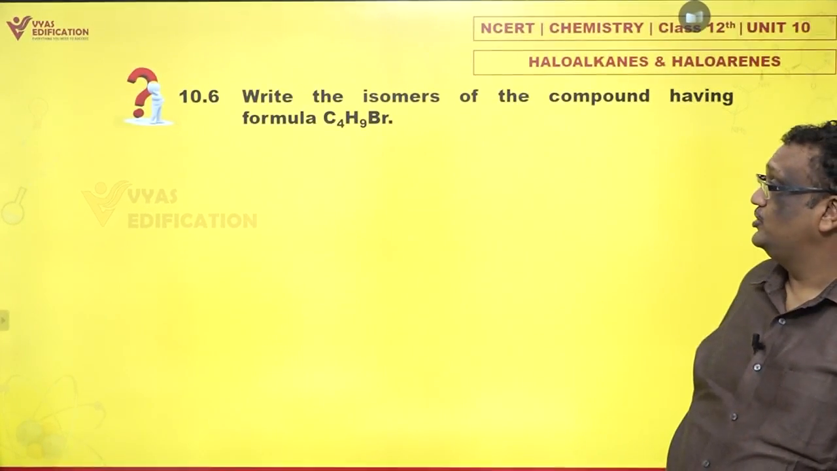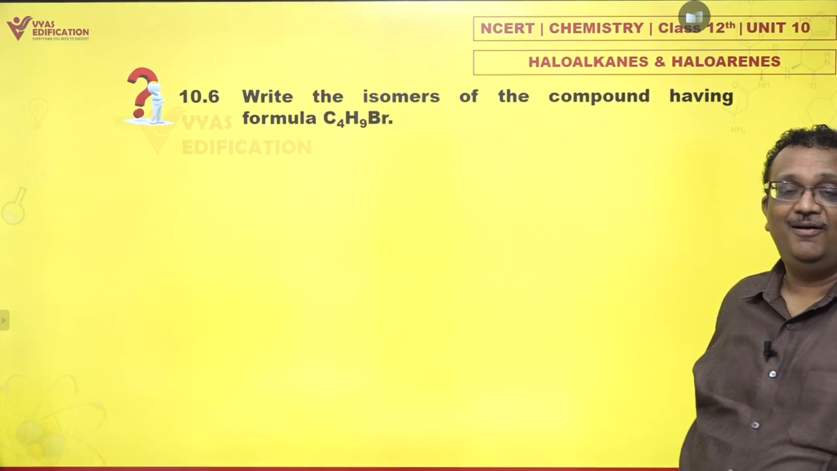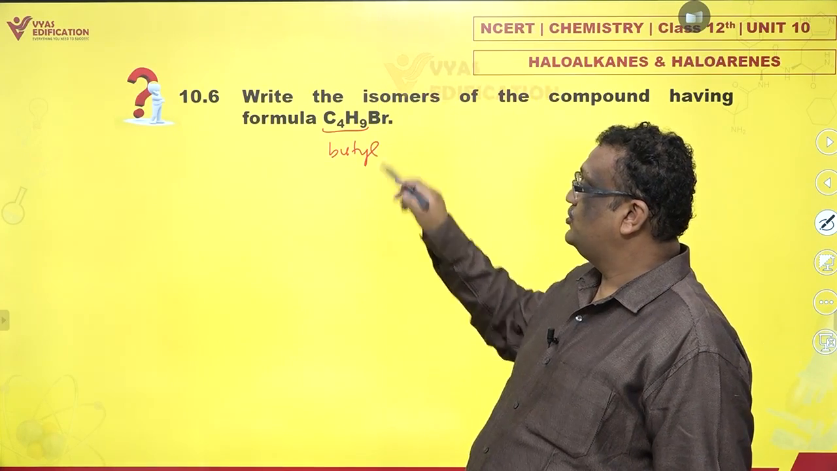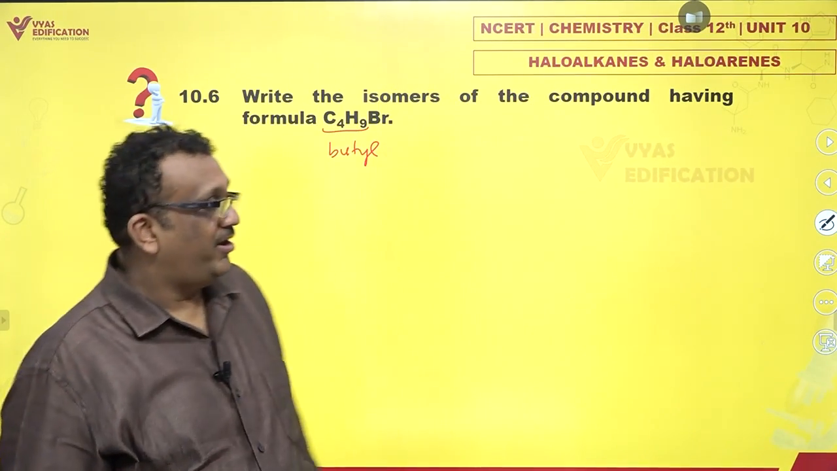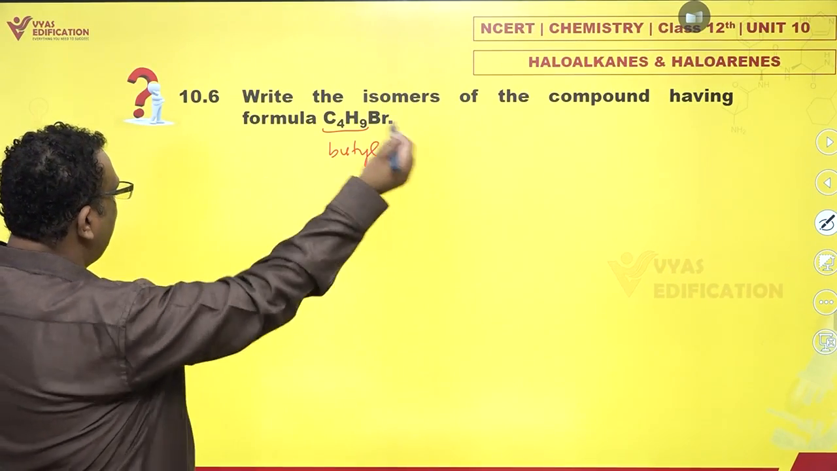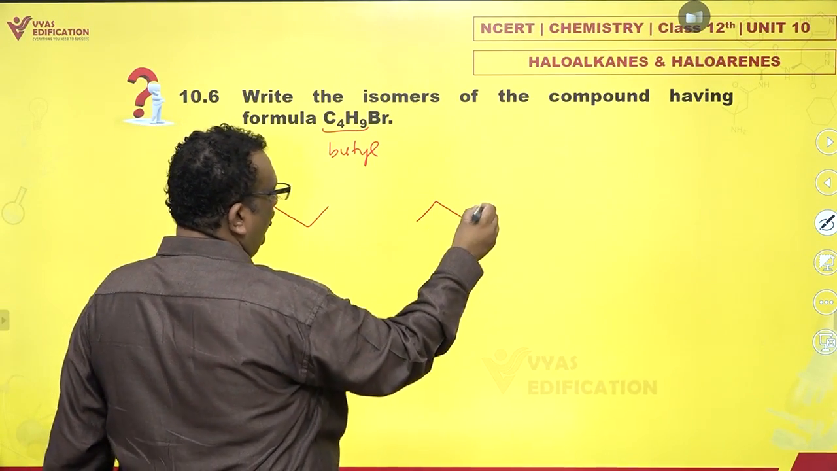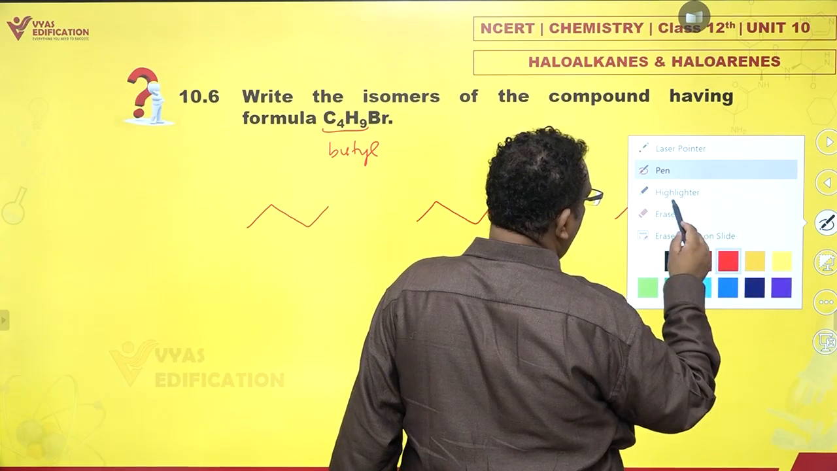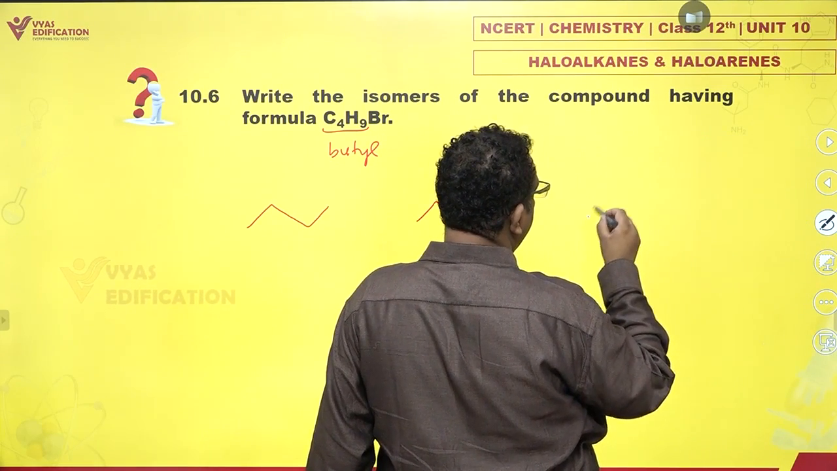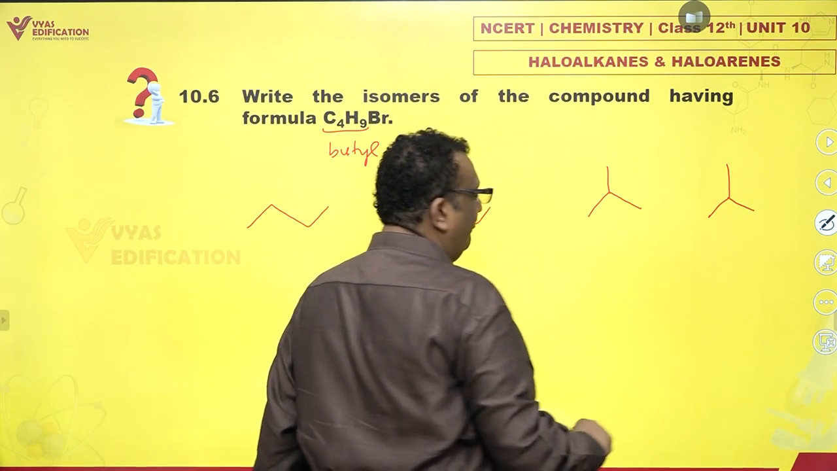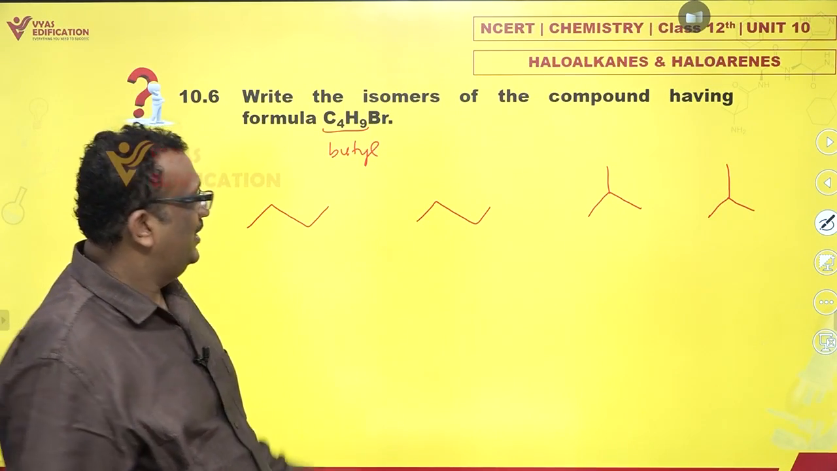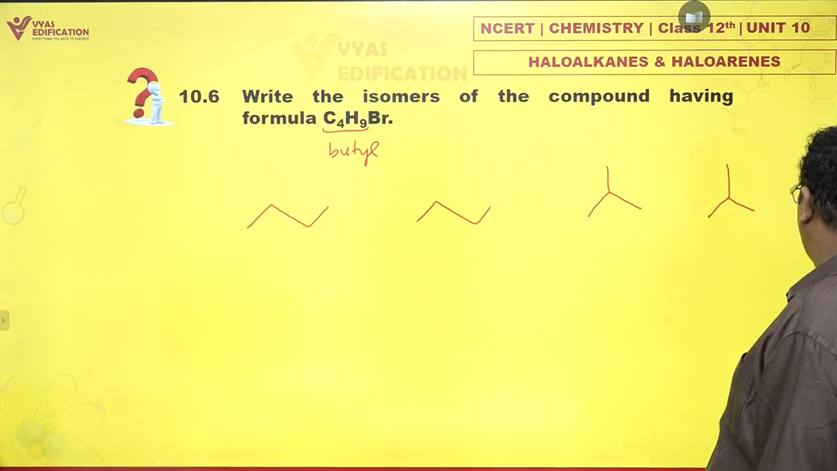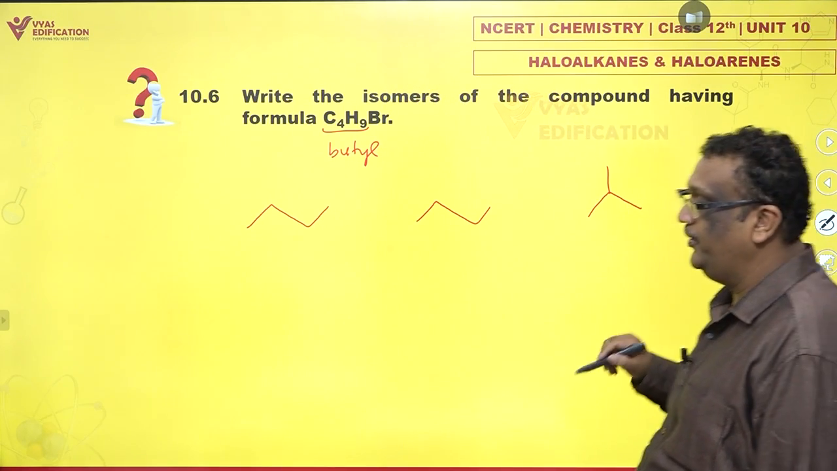Write the isomers of compounds having formula C4H9Br. Now C4H9 is a classical butyl group, right? How do I write the isomers? Let me see how many butanes can I draw. I could have drawn simple normal butane or what you normally call isobutane. Now there are only two butanes. I have written the same thing twice, but again I have normal butane or isobutane.